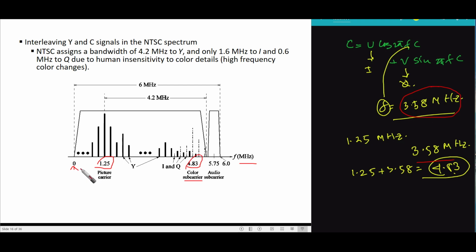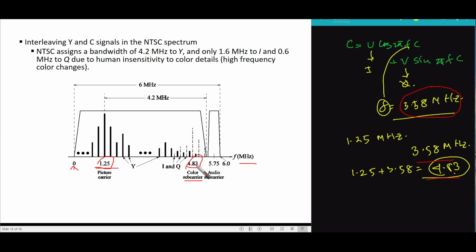But if the picture carrier is 1.25 and the reference point is 0, then we have to add this 3.58 with this 1.25, so that is 4.83 for our color subcarrier. Okay. And for any television signal, the video broadcast that we do, we also have the audio signal, right?